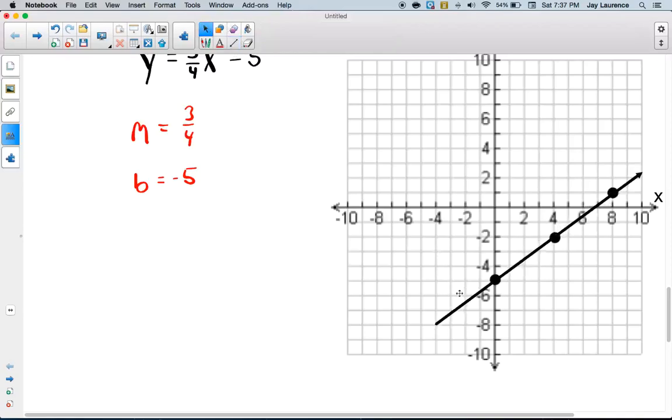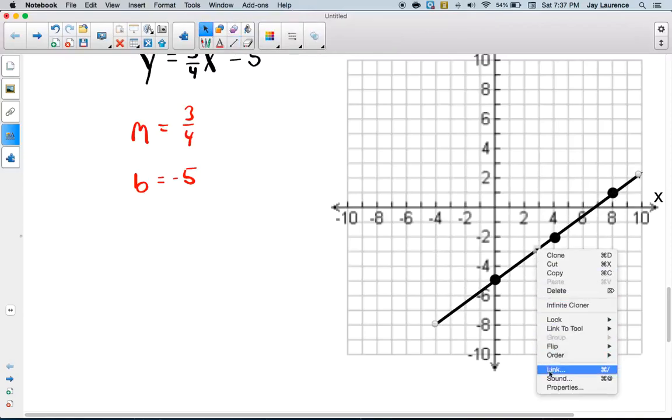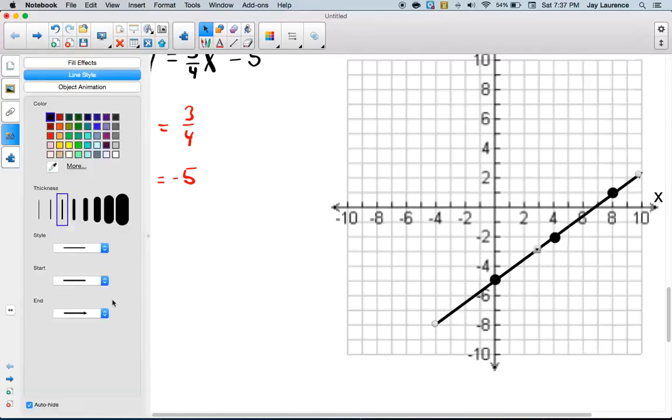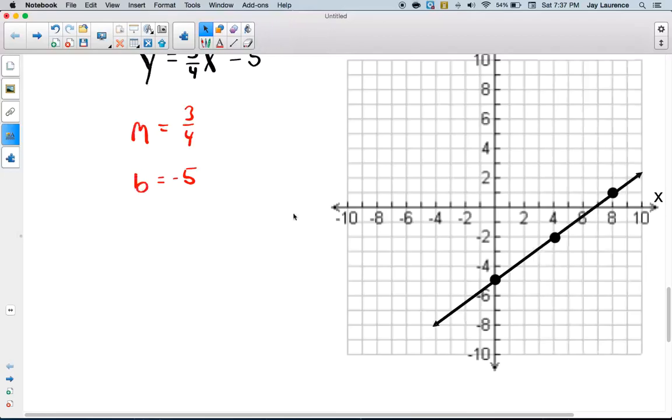Now, remember, there aren't 3 points on this line. There's an infinite number of points. Every point is a solution to the equation. Yeah, the equation has infinite solutions, and they're shown by the line.